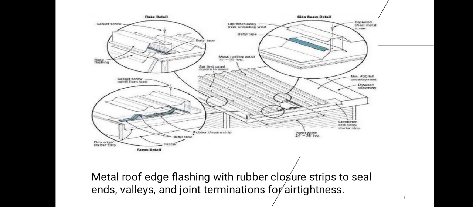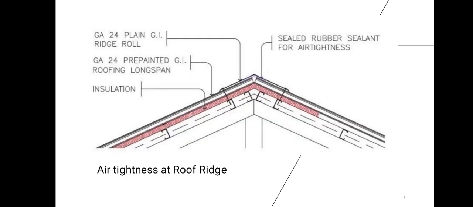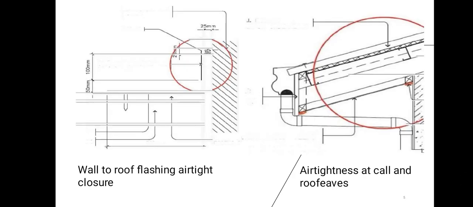So this is a metal roof edge flashing with rubber closure strips to seal ends, valleys, and joint terminations for airtightness, or the control of air leakage and the elimination of unwanted routes through the external fabric of the building. So this is the airtightness at the roof ridge. First picture is a wall to roof flashing airtight closure, and the second picture is airtightness at wall and roof eaves.